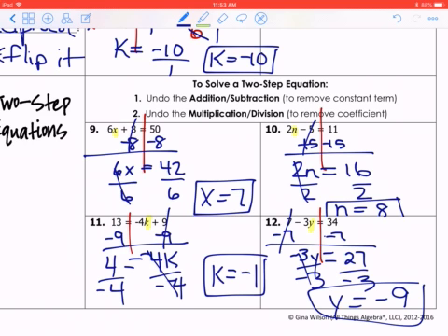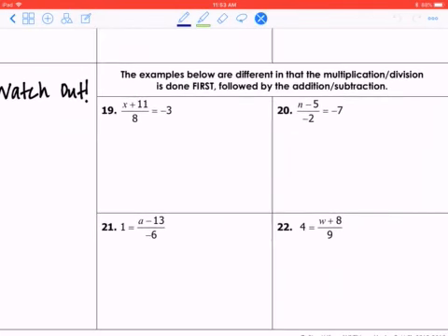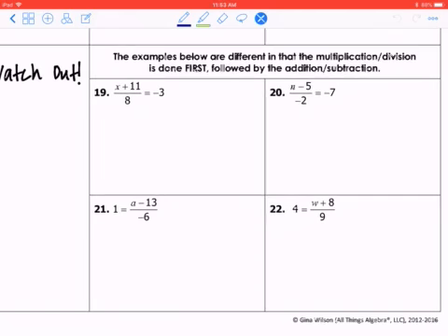I do want to show you a couple problems that don't always follow the rules. All right? So I'm going to switch pages here. So right here, I want to do a couple examples. These examples are different because normally we always do addition, subtraction first, except when it's written like this. In this case, you have to undo the multiplication or division first and then do the addition, subtraction. So hopefully you see what is happening here. We have this fraction bar. Anytime you have an equation with the fraction bar like this, you're going to have to do it opposite, okay?